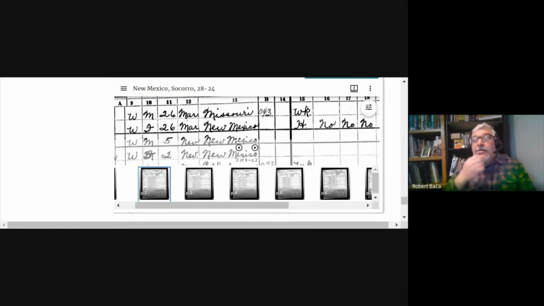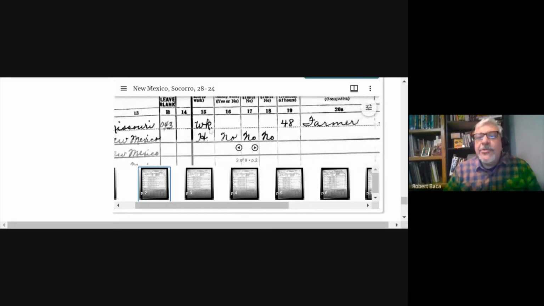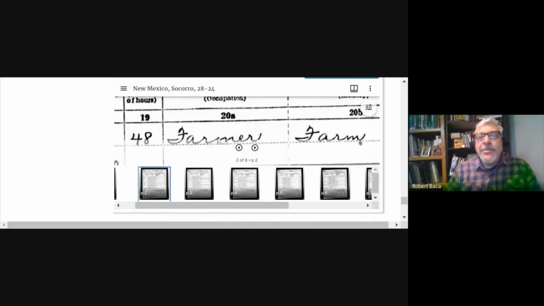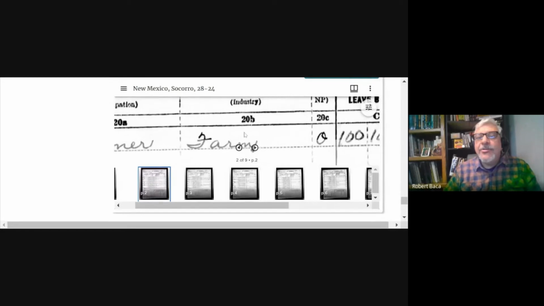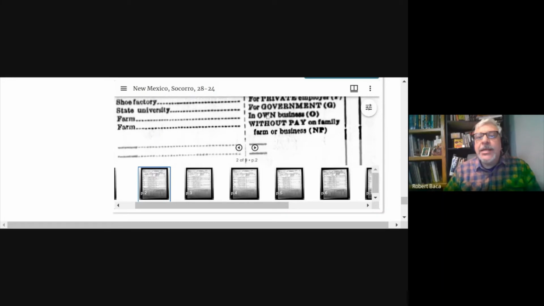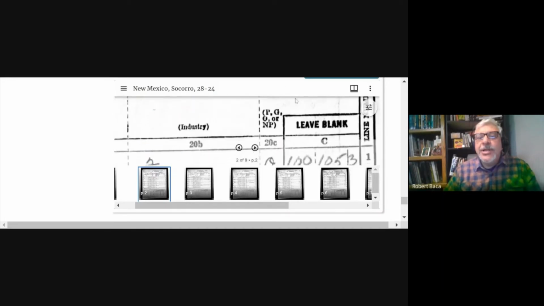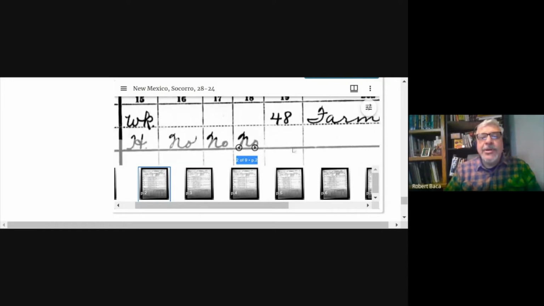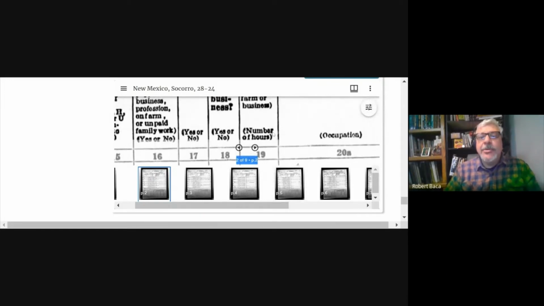Now, one thing I noticed on here is it doesn't, like previous censuses, show where their parents are born. Okay, you go on further. It's got various different things. If you want to see what it is, you can look those up. But you have occupation, farmer, and he works on a farm. Okay, it looks like I think O means that it's his own business, so he owns the farm.